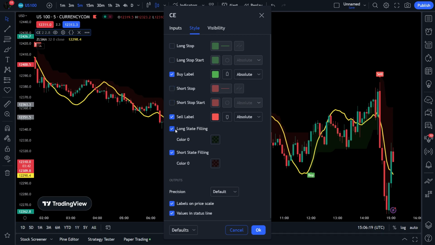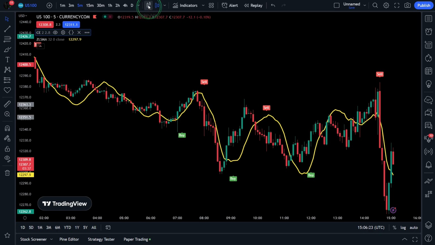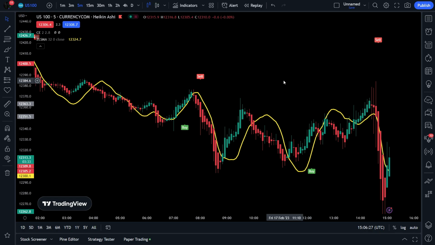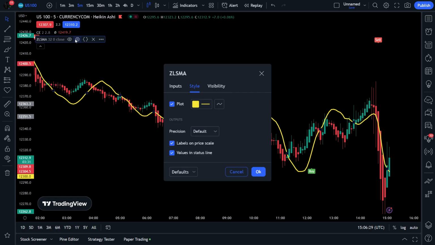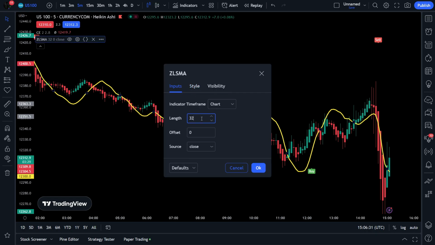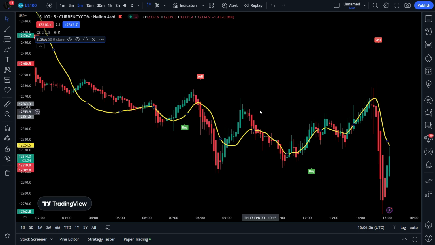Now that is done, we must change our candles in TradingView to Heiken Ashi candles, as this candle type works better with the chandelier exit. Finally, head over to the zero lag SMA settings and go to Inputs. Change the length to 50, and press OK. Now that is done, we are ready to run through some examples for long and short positions.